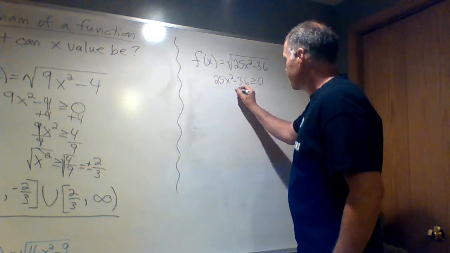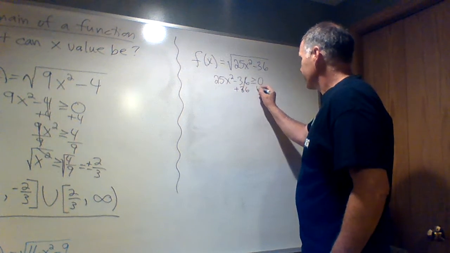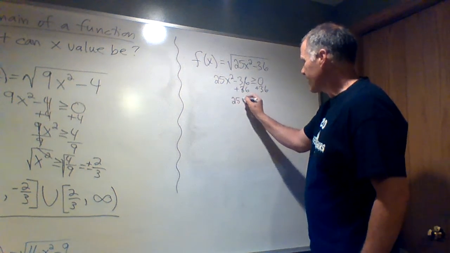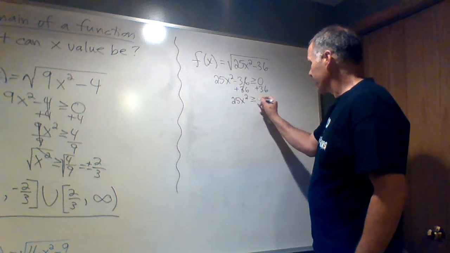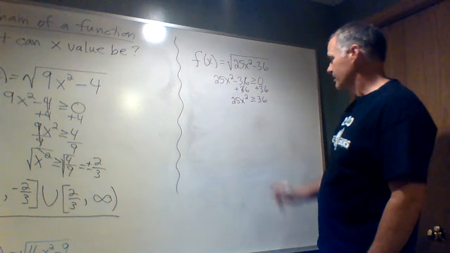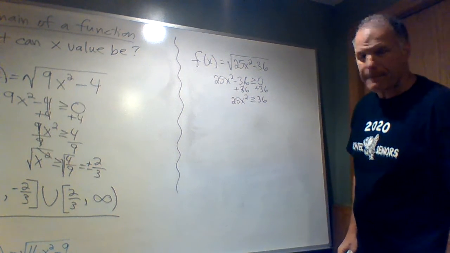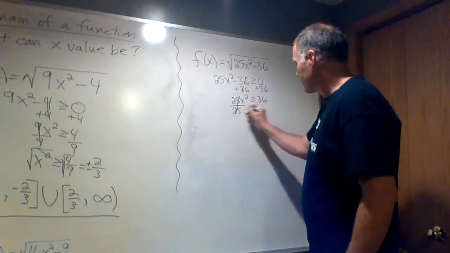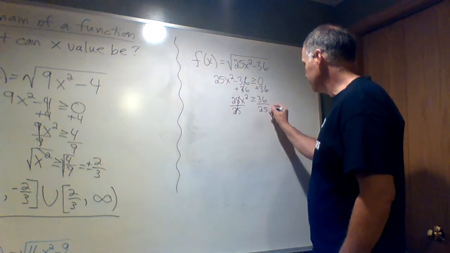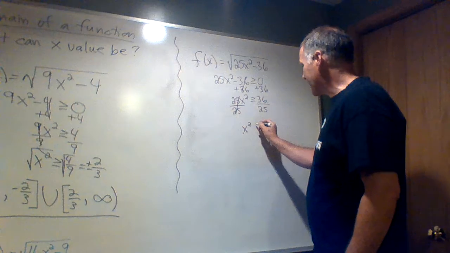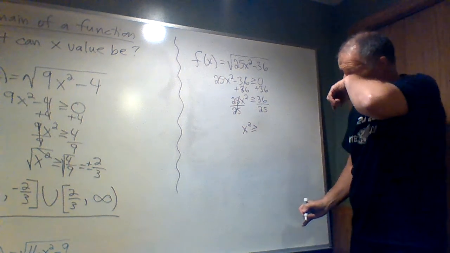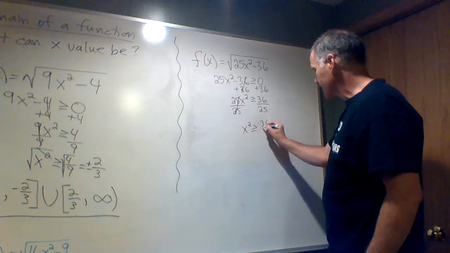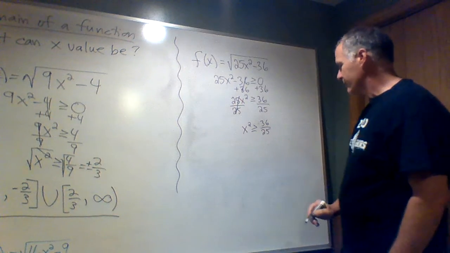Now again, just solve this one. I'm going to add 36 to the other side. So now I've got 25x squared greater than or equal to 0 plus 36, which is 36. Everybody see that? Divide away the 25. Now, I can't really divide 36 by 25 without getting some kind of weird decimal, so I'm just going to leave it as a fraction. So I've got 36 over 25.